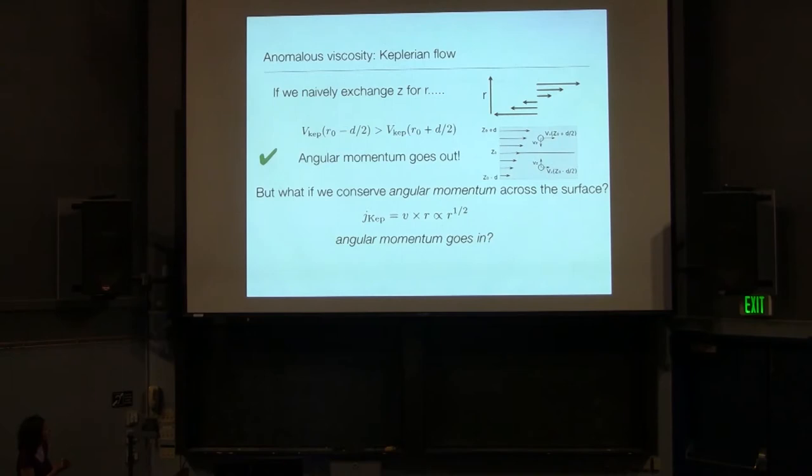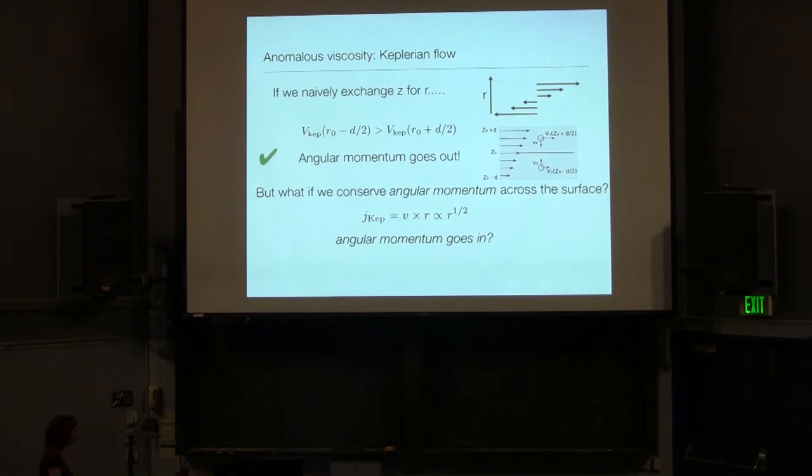But the thing that's a little tricky about that is when I was looking at this diagram and I said I want to exchange these fluid parcels and preserve their velocity, I was also naturally preserving their linear momentum. But if instead I'm talking about the Keplerian disk, it's not the same thing to conserve velocity as I exchange those fluid particles and exchange angular momentum, which is what we're concerned with. It's not obvious that if I switch two fluid particles, they should keep their angular velocity rather than their angular momentum. So if I were to preserve their angular momentum across that surface, I would get the opposite sign. I would get that angular momentum goes in.